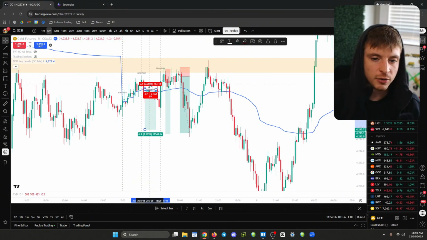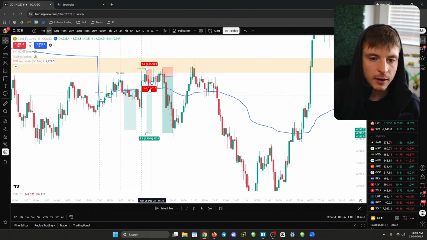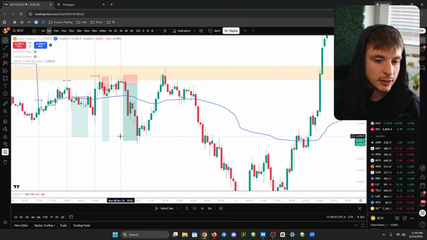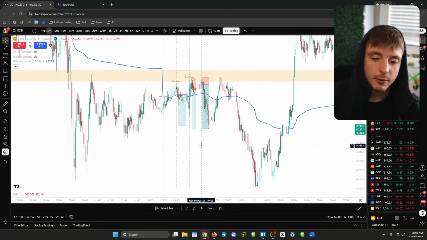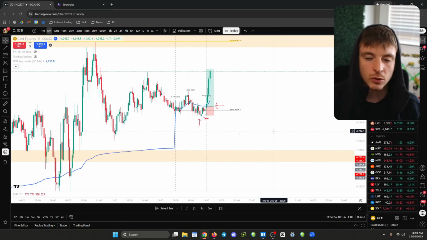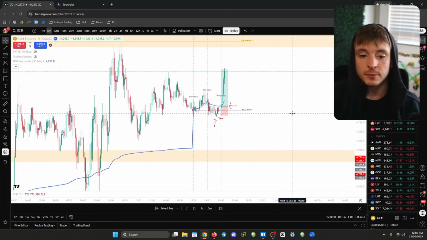So this trade ended up going break even on me. This trade ended up in a full loss. And then this trade smacked TP all the way. So it's really the same approach. I'm really looking for the same confirmation. I'm looking for absorption or trapped participants, and then I'm looking for aggression from the other side. And that's how I'm treating GC.